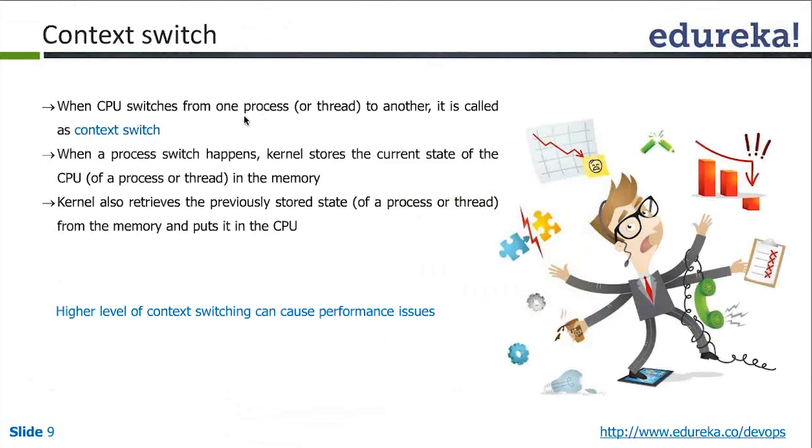When the CPU switches from one process to another, it is called a context switch. When a process switch happens, the kernel stores the current state of the CPU in memory. It should always, otherwise I can't retrieve it. The kernel also retrieves the previously stored state from memory and puts it in the CPU.